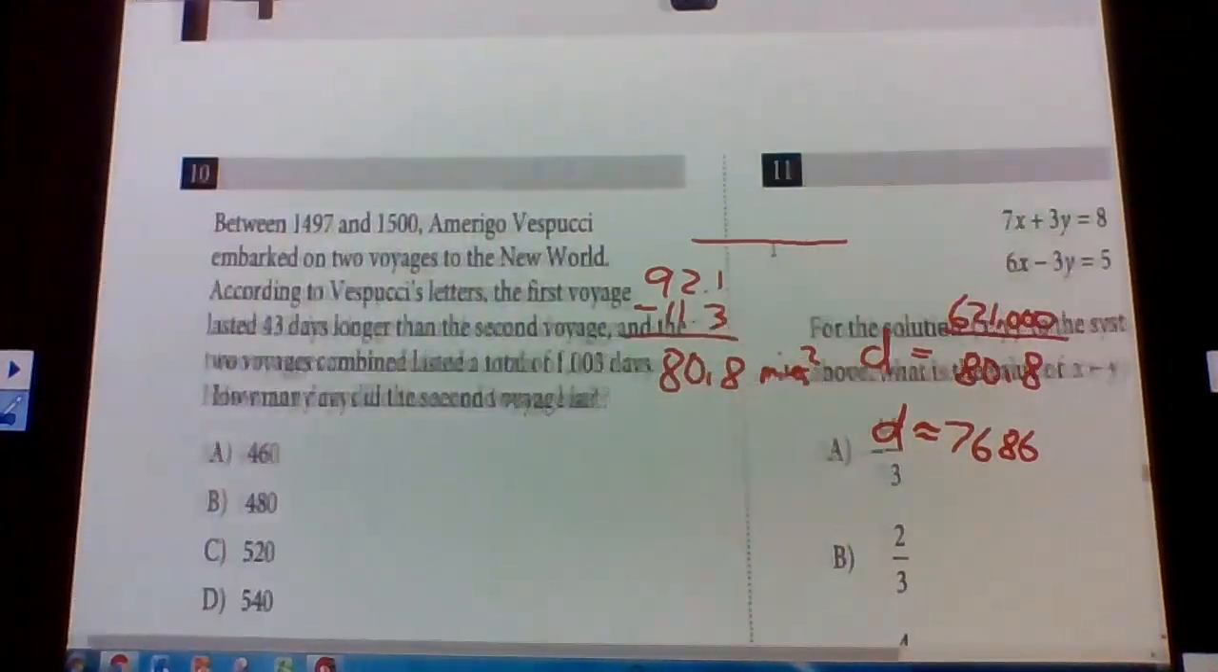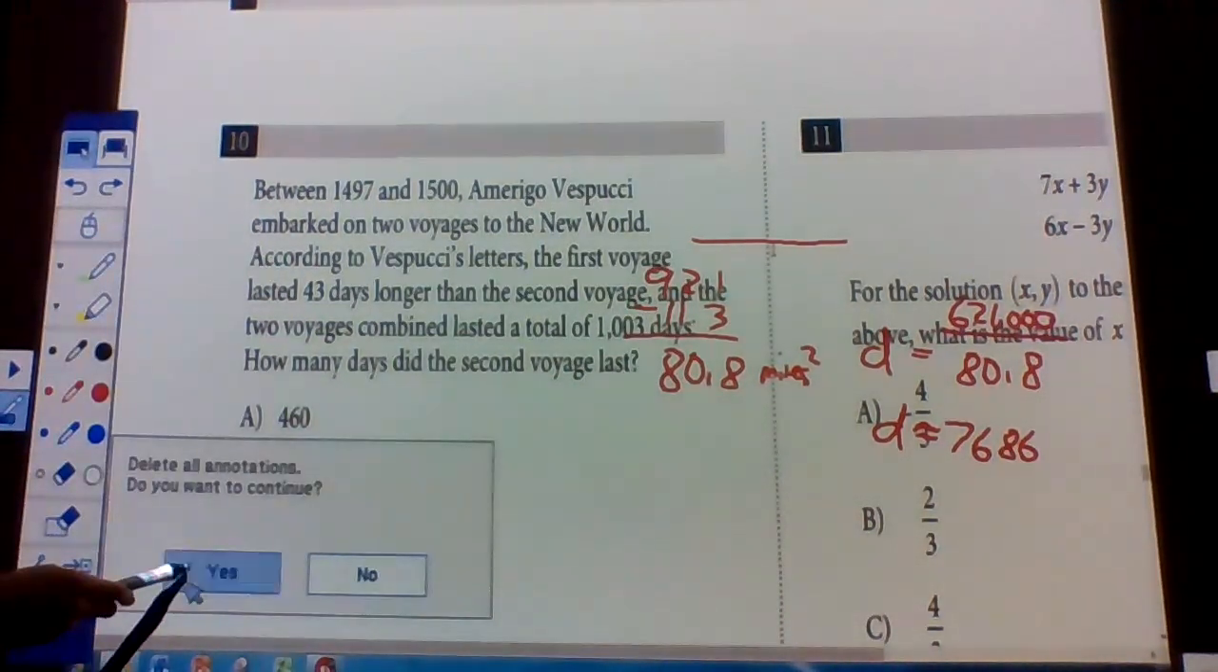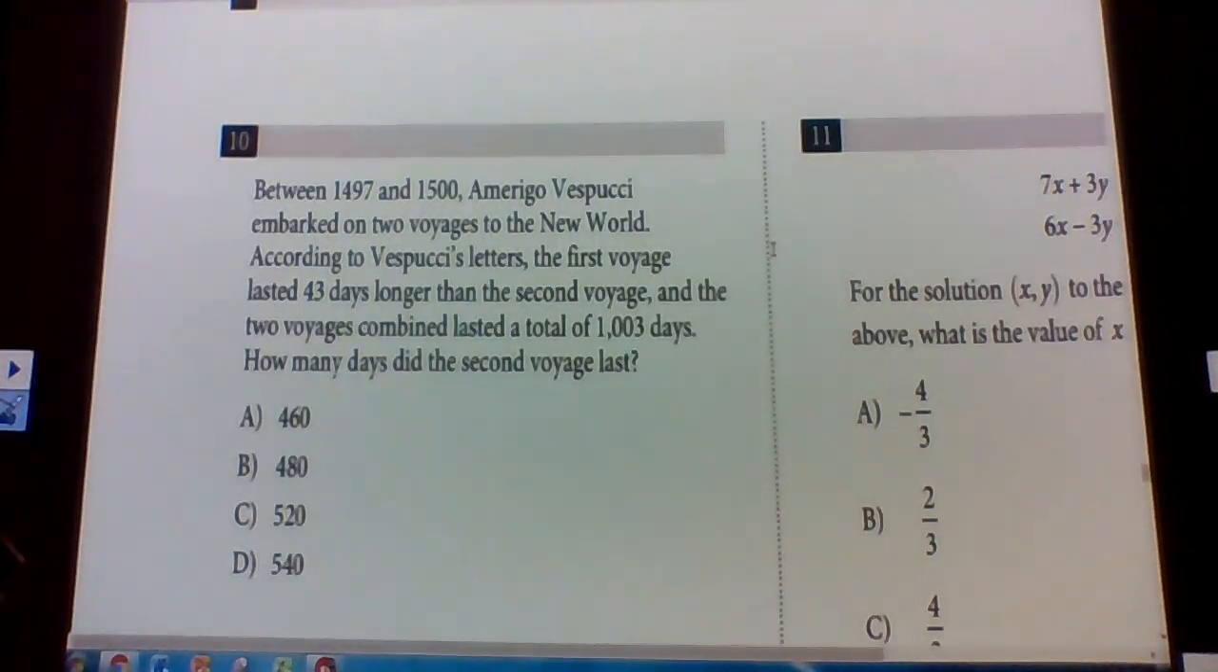Okay, number 10. Between 1497 and 1500, Amerigo Vespucci embarked on 2 voyages to the New World, according to Vespucci's letters. The first voyage lasted 43 days longer than the second voyage, and the 2 voyages combined lasted for a total of 1,003 days. How many days did the second voyage last?